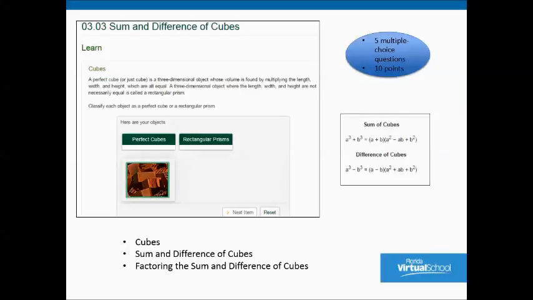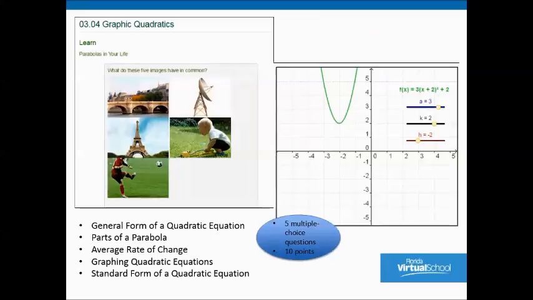Lesson 3.03, students learn about cubes and using the sum and difference of cubes formula to factor. The assessment for the lesson is a 5-question multiple choice quiz. Lesson 3.04 explains the general and standard forms of a quadratic equation, parts of a parabola, average rate of change, and how to graph a quadratic equation. The assessment for the lesson is a 5-question multiple choice quiz.